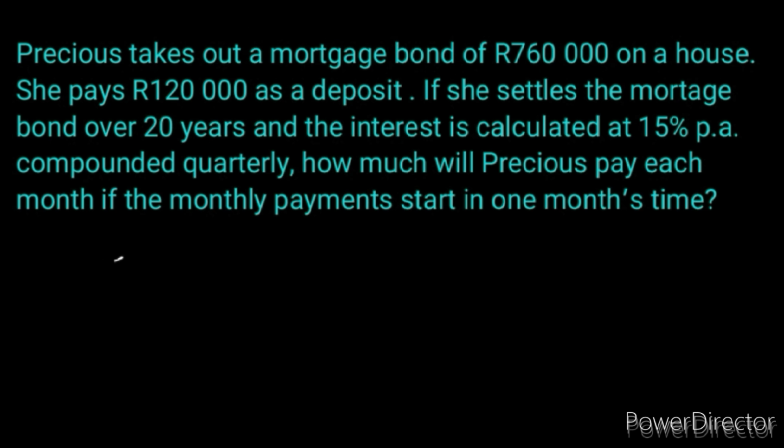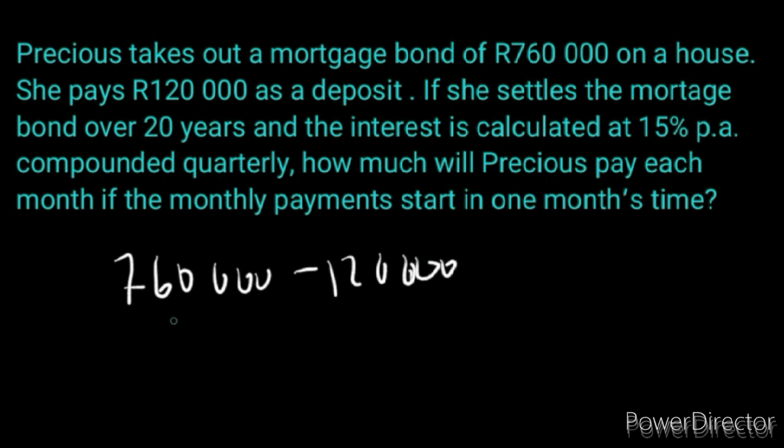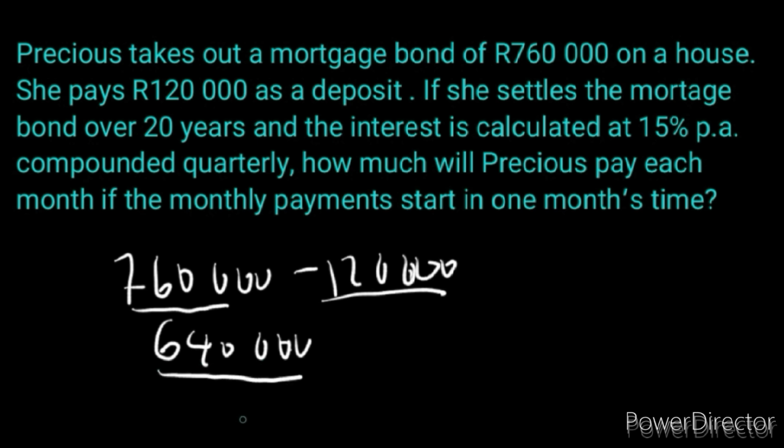So you will just say 760,000 minus 120,000. So the loan is now going to be 640,000 because notice it has reduced. Whenever somebody borrows and then pays a deposit, the loan reduces. So this is going to be a new present value.